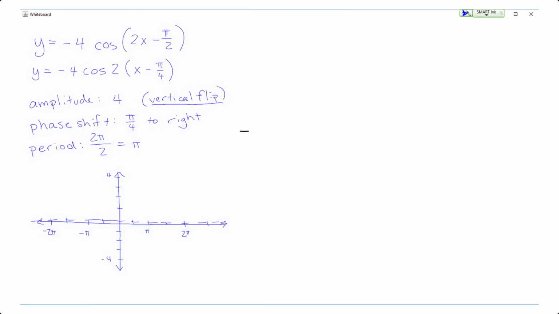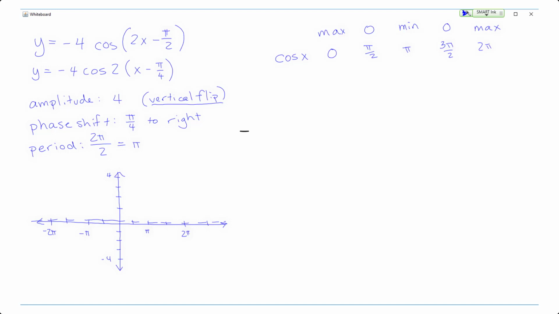Now to fill in the rest of the graph, and I just extended my paper so I could get some space to write, what you could do then is think about how cosine works. All right, so the function cosine of x, normally when you're at 0, it's at a maximum. And then when you're at pi over 2, you're back to 0. At pi, you're down at a minimum. And 3 pi over 2, you're back at 0. And 2 pi, you're back at a maximum.